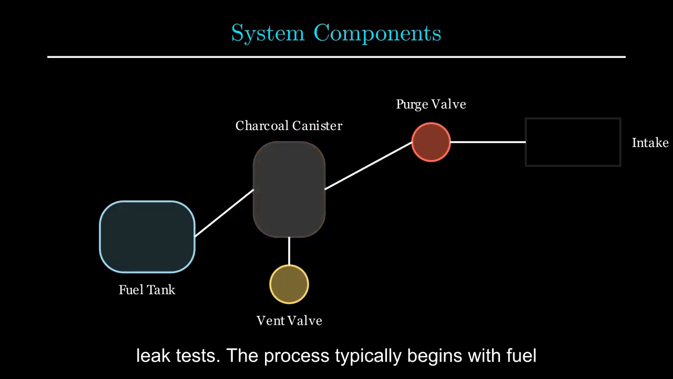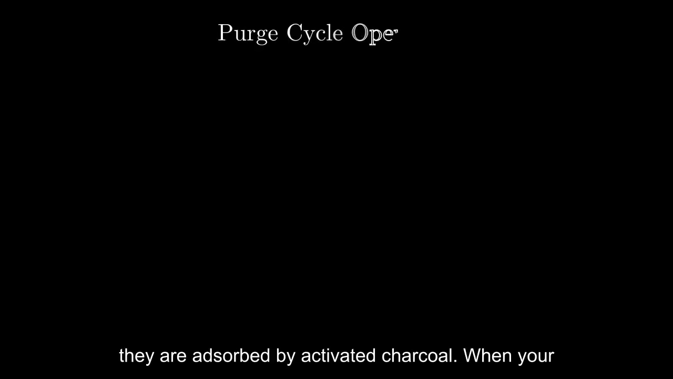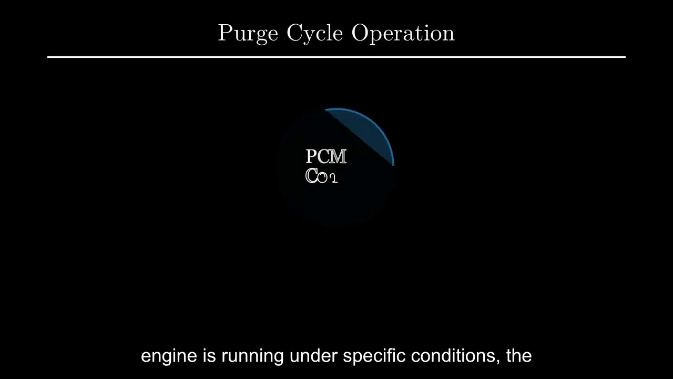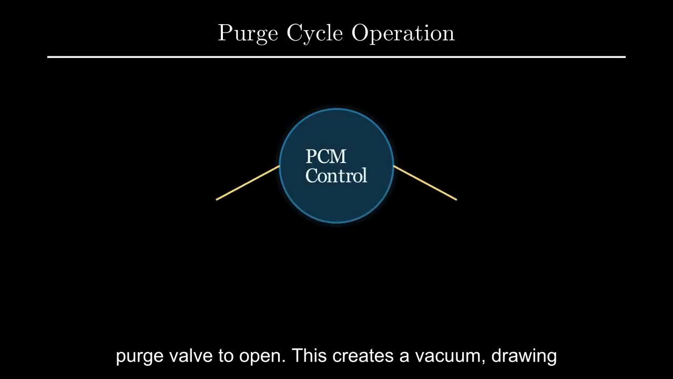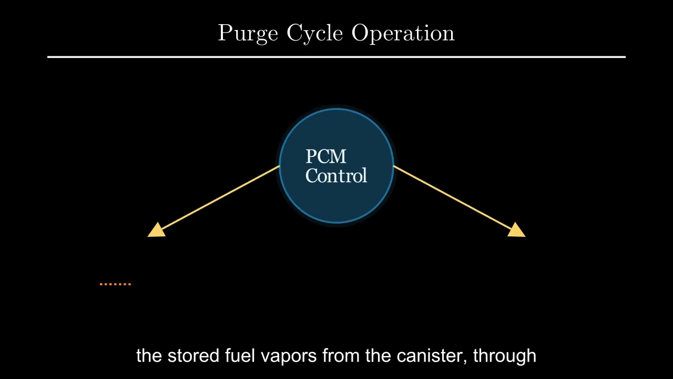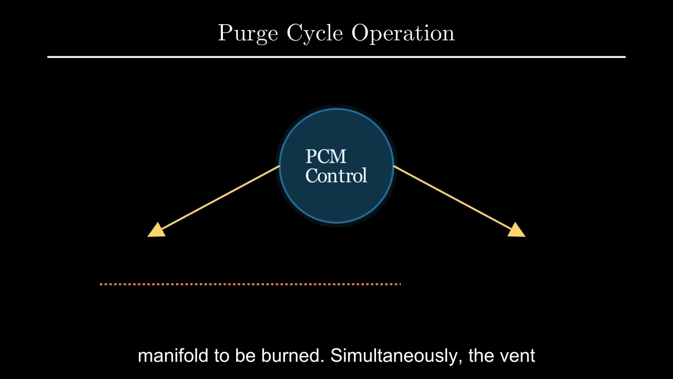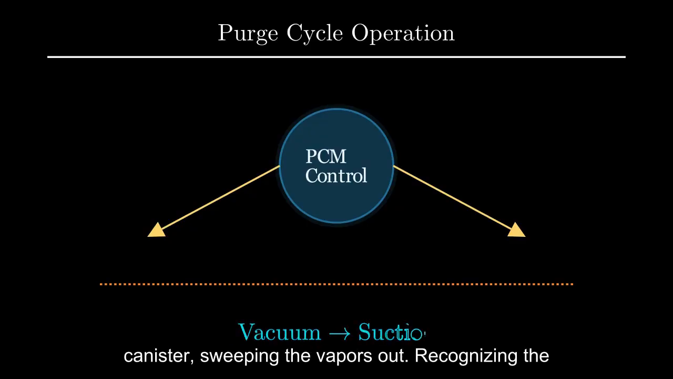The process typically begins with fuel vapors accumulating in the fuel tank. These vapors travel through lines to the charcoal canister where they are adsorbed by activated charcoal. When your engine is running under specific conditions, the Powertrain Control Module, or PCM, commands the purge valve to open. This creates a vacuum, drawing the stored fuel vapors from the canister, through the purge valve, and into the engine's intake manifold to be burned. Simultaneously, the vent valve opens, allowing fresh air to enter the canister, sweeping the vapors out.